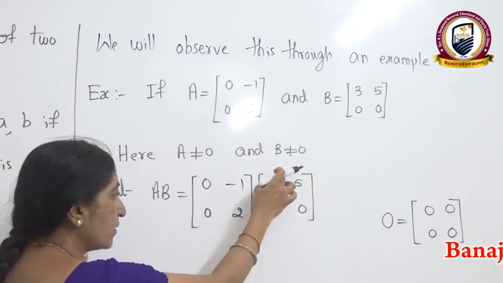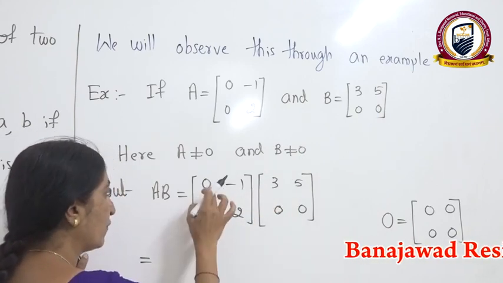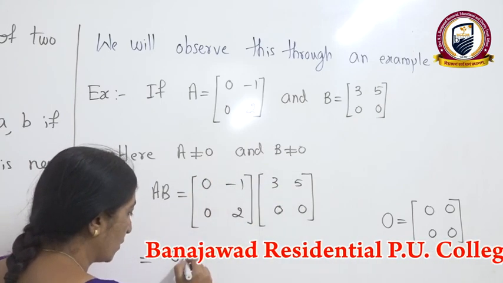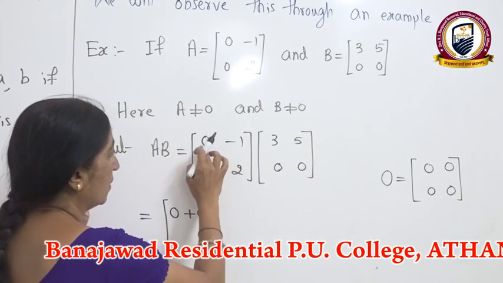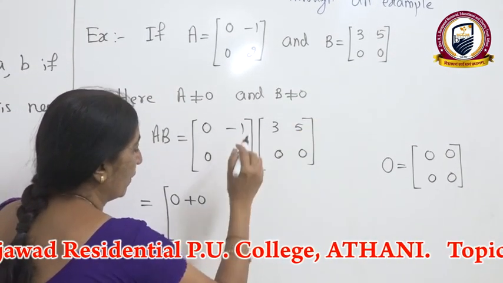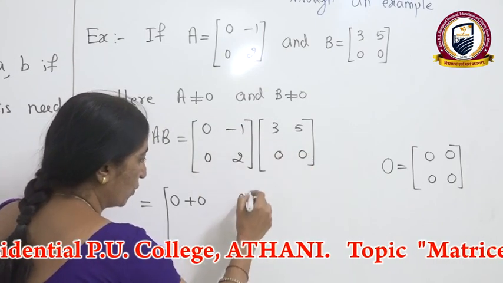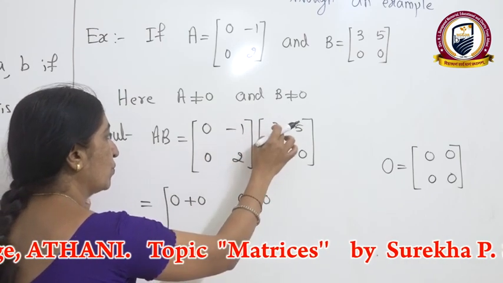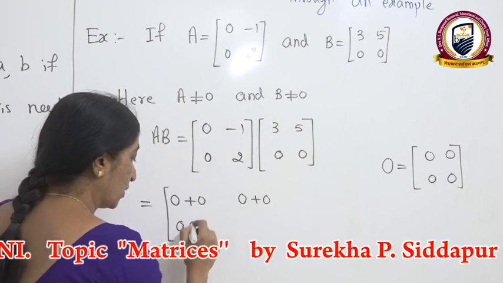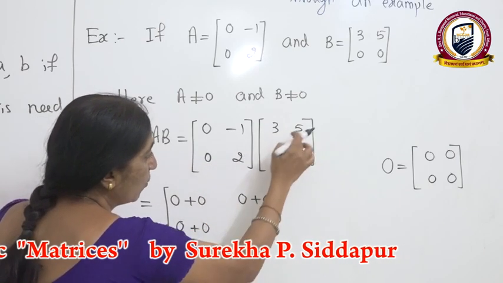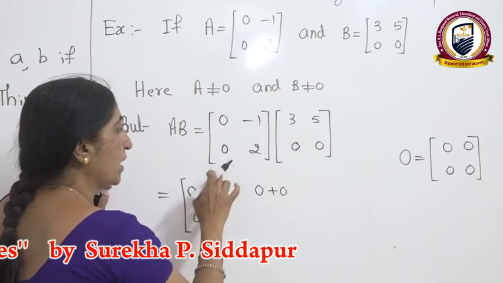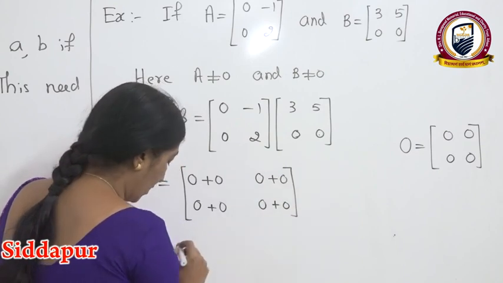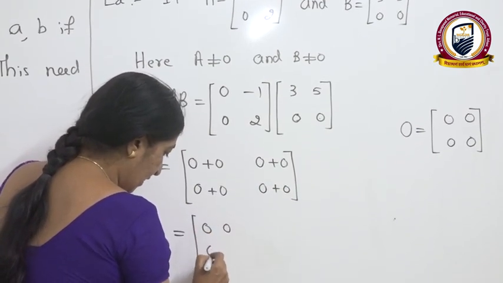So, first row with first column, already you are familiar. In that, first element into first element, 0 into 3, 0. Minus 1 into 0, that is also 0. Coming to the next one, first row with second column, 0 into 5, 0. Then minus 1 into 0, that is also 0. Next, second row with first column, 0 into 3, that is 0. 2 into 0, that is also 0. And second row with second column, in that also corresponding elements, 0 into 5 and 2 into 0. See, all the values are 0. So you are getting a 0 matrix.